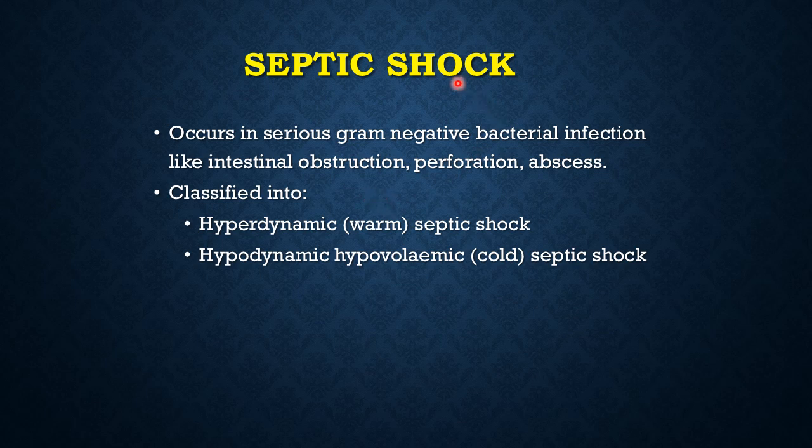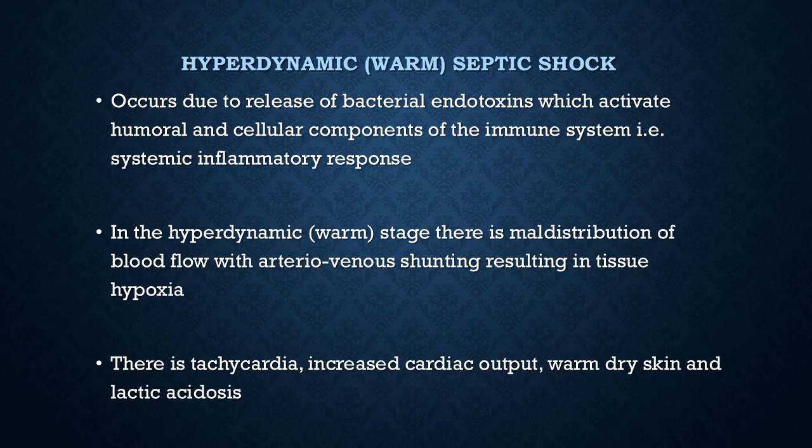Septic shock is classified into a warm septic shock and a cold septic shock. Initially, in septic shock, the patient is warm, hyperdynamic, but in later stages, once the patient is in severe shock, then again hypodynamic and hypovolemic cold septic shock starts. The hyperdynamic or warm septic shock occurs due to release of bacterial endotoxins which activate humoral and cellular components of the immune system. That is the systemic inflammatory response syndrome, SIRS, which we have discussed previously.